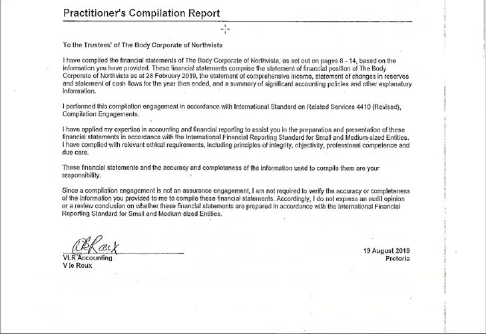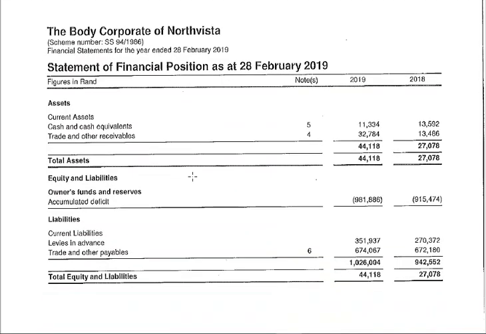From here in this section, just got a practitioner's compilation report. We're effectively just telling you that they've just been hired, or their service is just based on preparing the financial statements. They're not giving an opinion. So now let's look at the statement of financial position. Let's actually look at the annual financial statements.